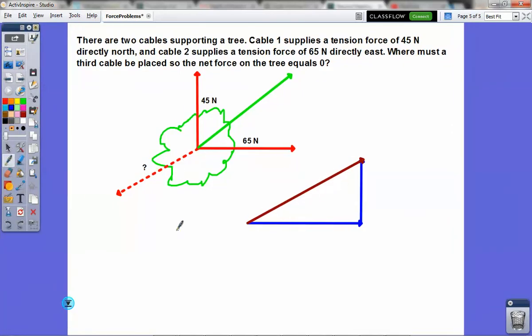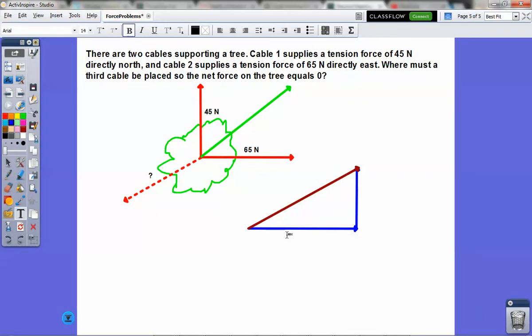And this in a way is really just a right triangle trigonometry problem in disguise, right? Because if it's 65 here and 45 here, what's a quick and easy way that I can figure out what this is? Starts with a P. Yeah, that's right. Yes, he said the Pythagorean theorem. That's right. This pretty much would be the quickest way to find out that resultant force.